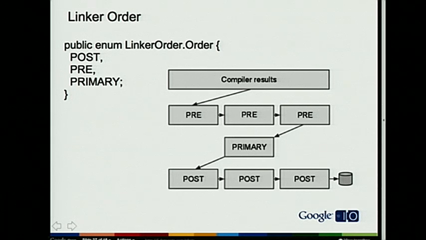So every linker has what's called an order. It's either a pre, post, or primary linker. And this just tells GWT where in the linker chain your linker runs. As you can imagine from the name, pre-linkers run first, the primary linker then runs, then all your post linkers run, and at the end of that post link is where your application is written.